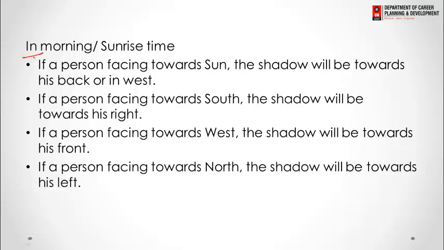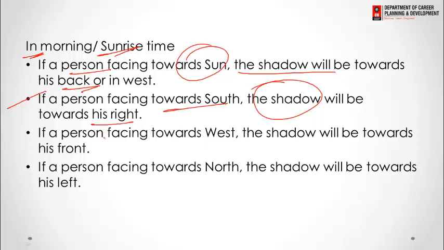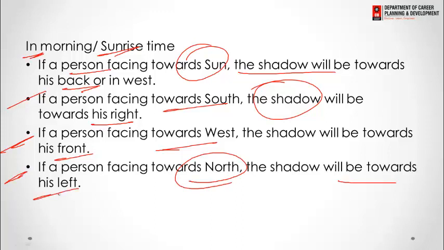The next thing we need to understand is that in the morning time, or sunrise time, if the person is facing towards the sun, the shadow is toward the back of the person, that is in the west direction. If the person is facing towards south, the shadow will be to the right of the person. If a person is facing toward west, the shadow is toward the front of the person, which is in the west direction as well. And if the person is facing toward north, the shadow is toward the left of the person.